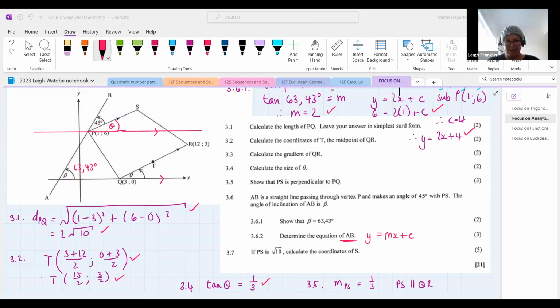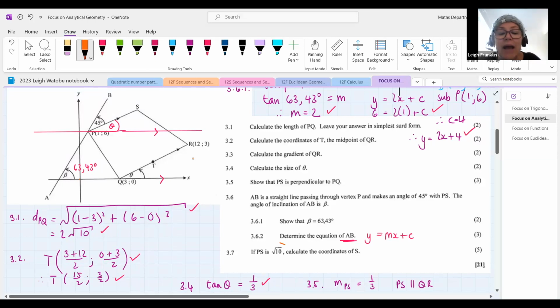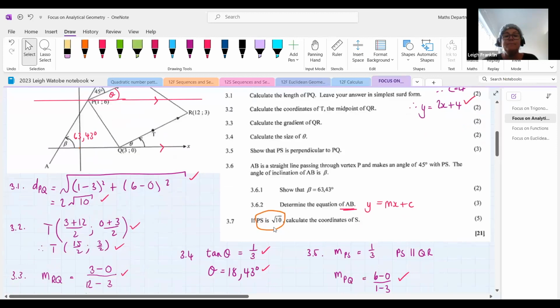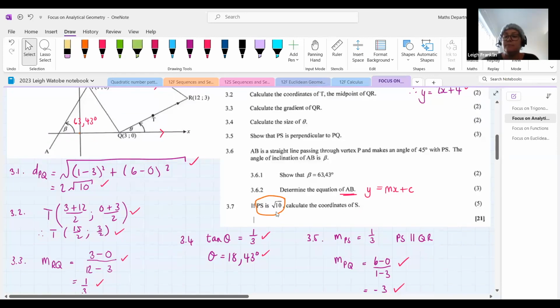So in this case, they're telling us if PS equals 10, calculate the coordinates of S. They're giving us a vital clue here. What are they actually saying to us when they tell us that PS is equal to 10? How do they want us to use that information? Anyone got any ideas? What does this mean for us? What do they want us to do? There we go. Good. So they want us to use the distance formula. That is 1 equation. So they're dropping some major hints here.